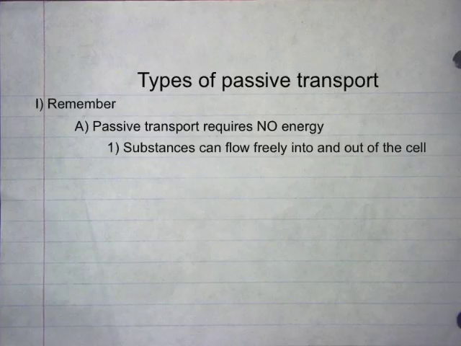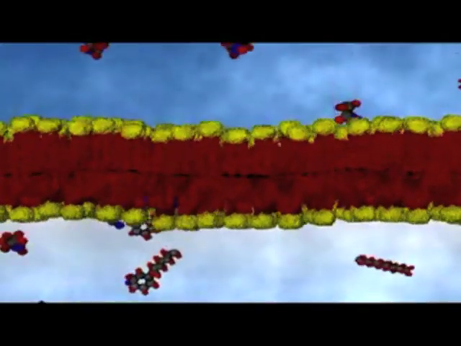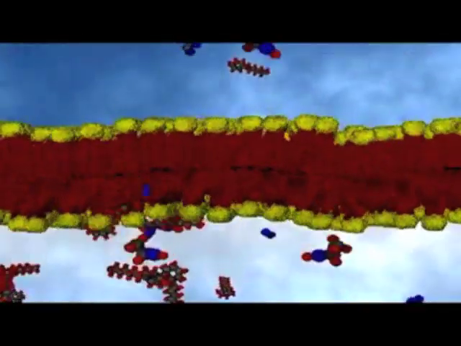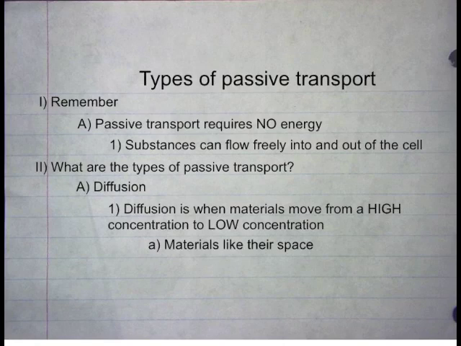Types of passive transport. Remember, passive transport requires no energy. Substances flow freely in and out of the cell membrane. In passive transport, substances can go between the membrane without the cell using any energy. This can happen for small vital substances. What are the types of passive transport?